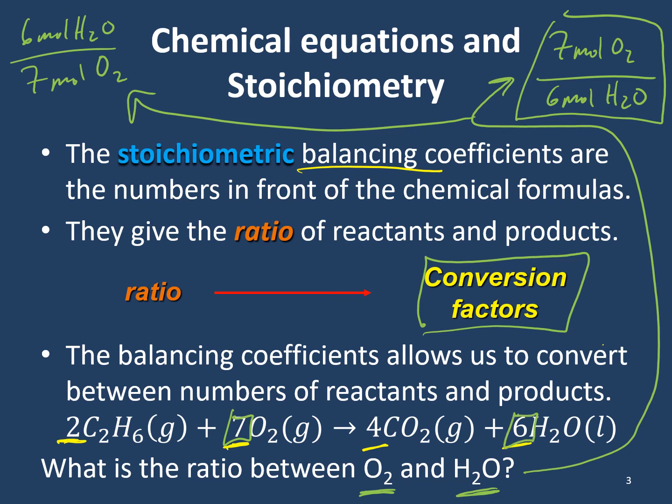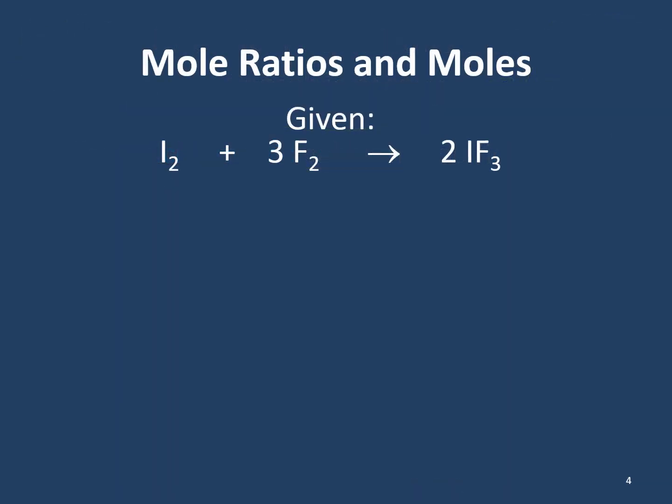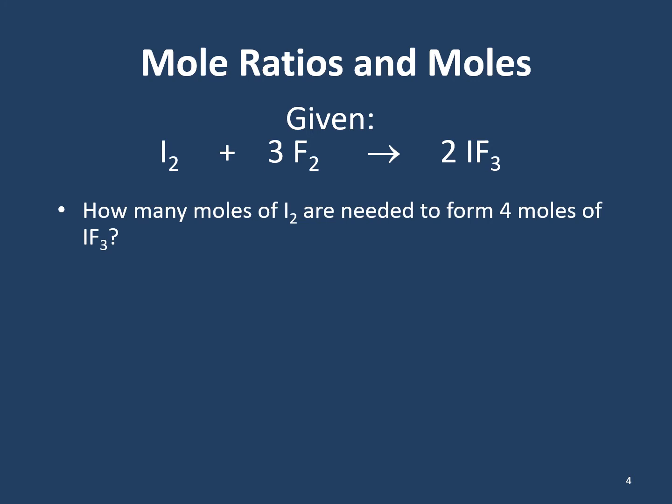Okay, so let's use these in action and actually solve for some moles of products based on how many moles of reactants we know have reacted. For instance, let's look at this balanced chemical equation. If I tell you that I want to make 4 moles of IF3, IF3 is right here, how many moles of I2 do I need in order to make 4 moles of IF3?